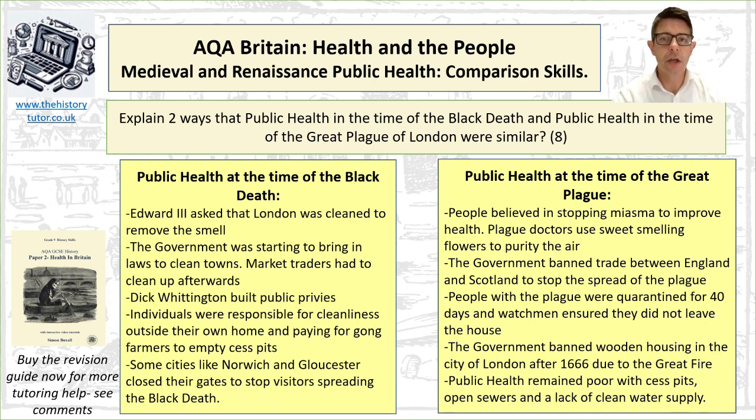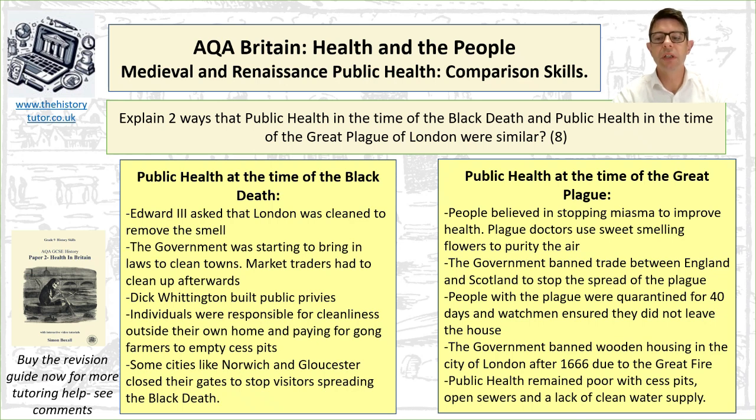They had the big beak nose, they had gowns, all of it about trying to stop bad air getting to them. The government banned trade between England and Scotland to stop the spread of the plague. Also, you could talk about other things that were banned. They banned theatre companies moving around, etc. as well. People with the plague were quarantined for 40 days and watchmen ensured they did not leave their home. So we've got that quarantine idea.